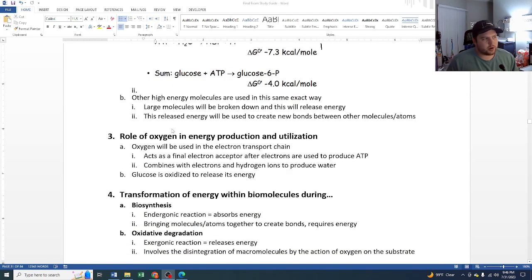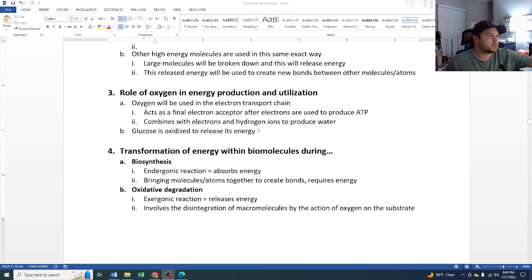There are also other high energy molecules that are used in this exact same way. The large molecules are broken down in this energy, and this will release energy. This released energy will be used to create new bonds between other molecules and atoms.